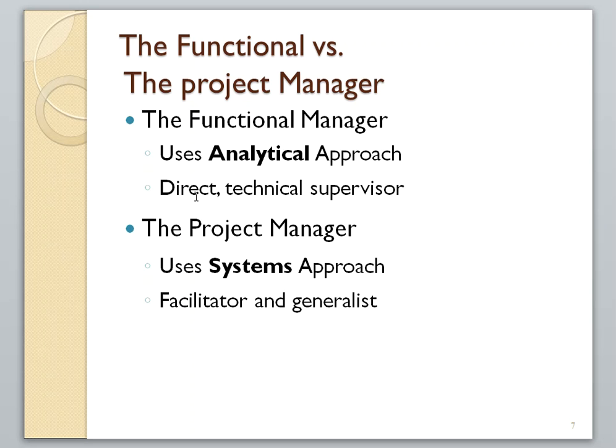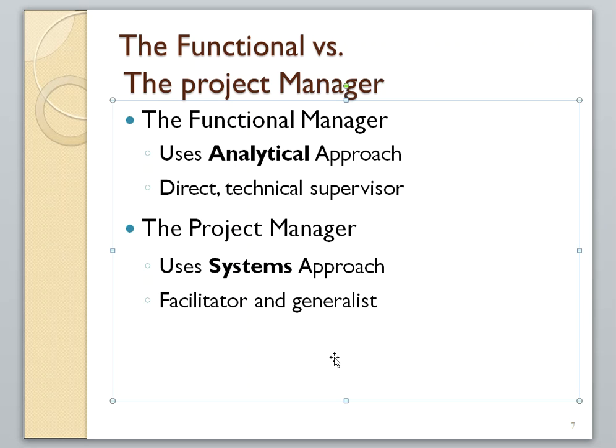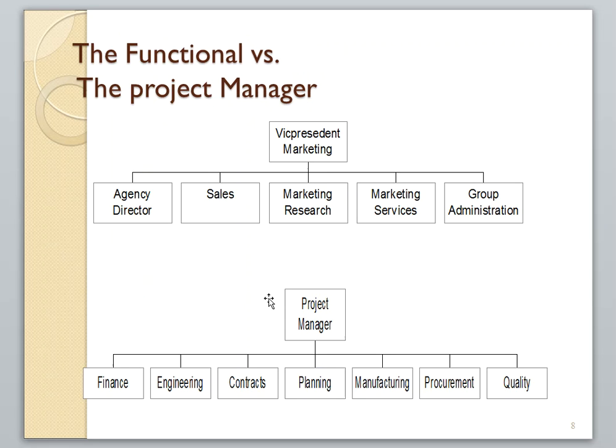Our main work here is to direct, to command, and to show how things should be performed. In the other way, the project manager's main way of work or management is to facilitate, to motivate people, not to tell them how to do this, but to support them and be a generalist for their work. So these are the main differences between them. One is a specialist and the other is a generalist. One uses an analytical approach and the other uses a systems approach.